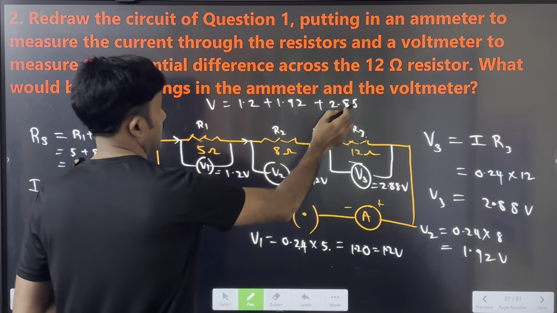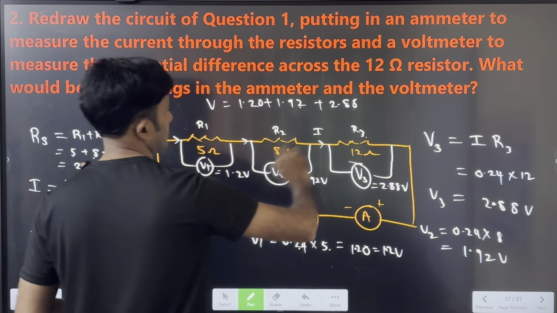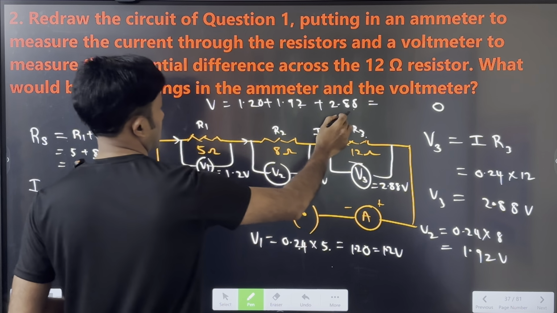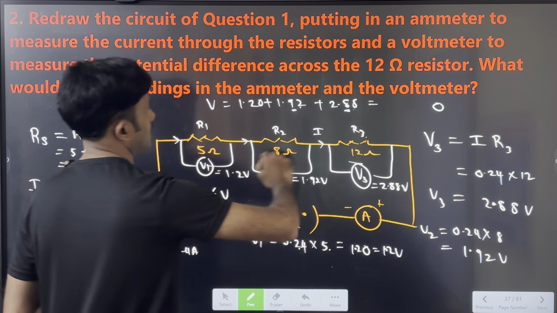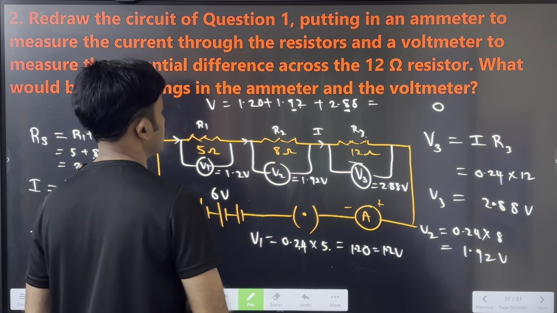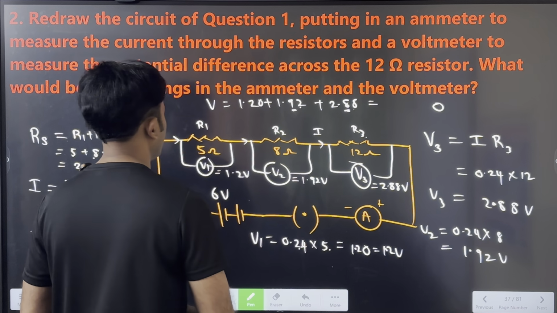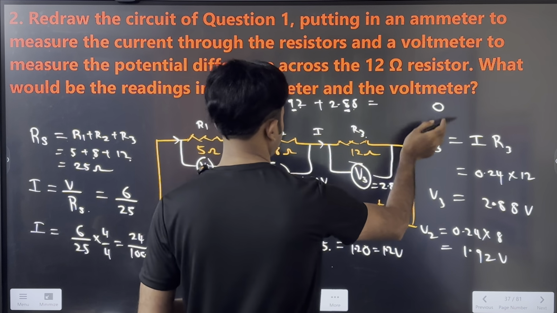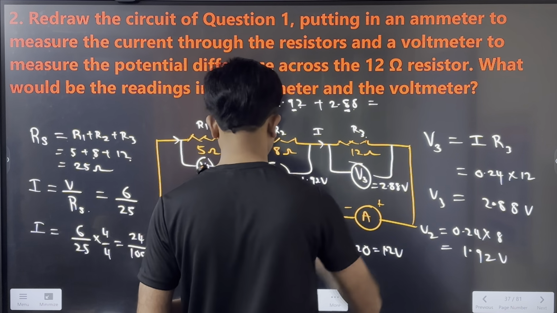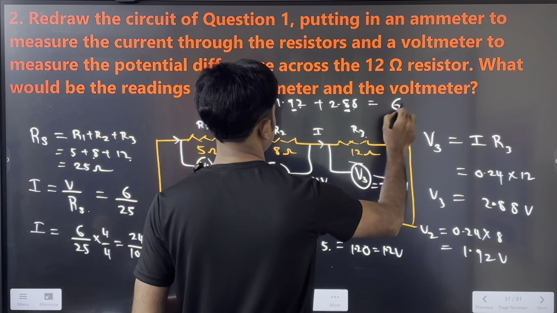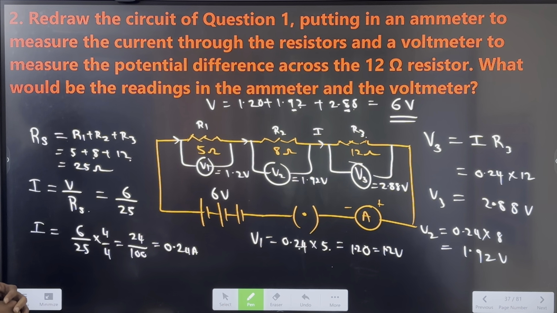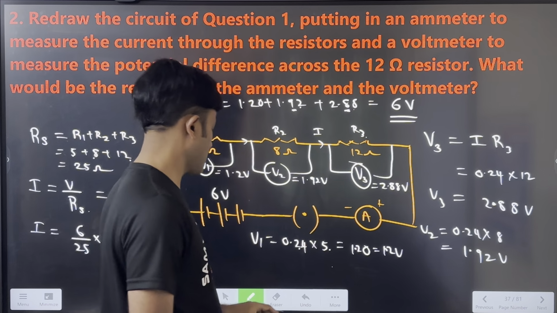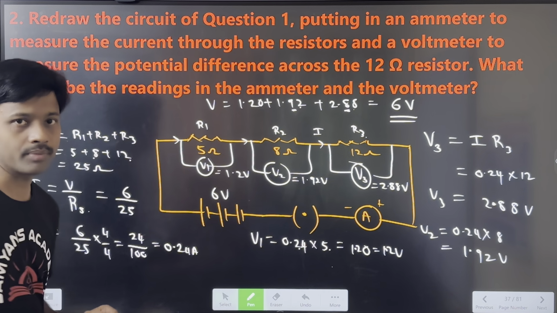8 plus 2 is 10, so 0. 10 means carry 9, 18. Check how much it is coming. You have to get the 6 volt of the battery. It is equal to 6 volt, yes or no? Just check this. It will come as 6 volt. Yes, it is equal to 6 volt. In this way, you have to solve the problem.